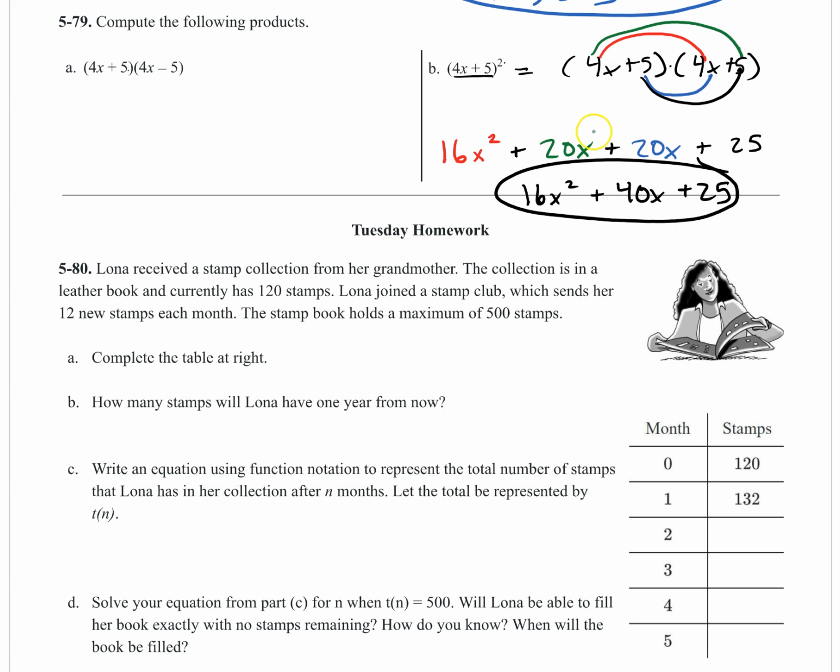Don't forget to combine like terms. 20x plus 20x is 40x.